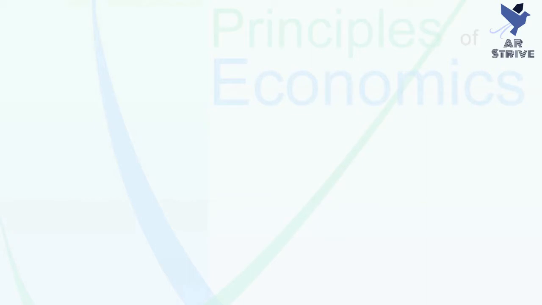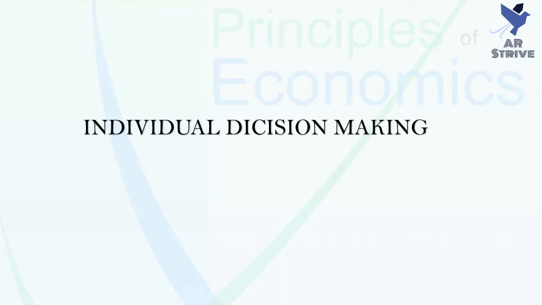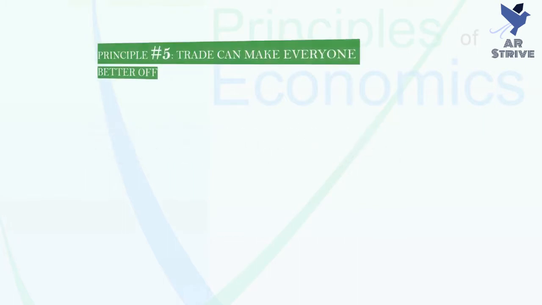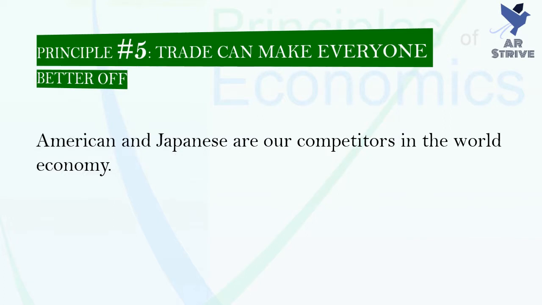The first four principles discussed were about individuals' decision making. The next three principles concern how people interact with one another. The fifth principle is that trade can make everyone better off. You must have heard on the news that Japan and the US are competitors in the world economy. Ford and Toyota compete for the same customers in the market for automobiles. Compaq and Toshiba compete for the same customers in the market for personal computers.